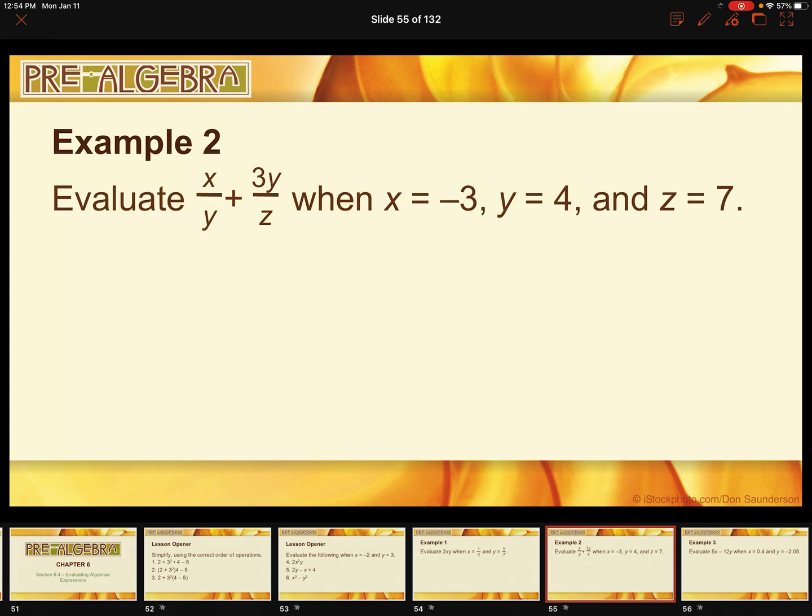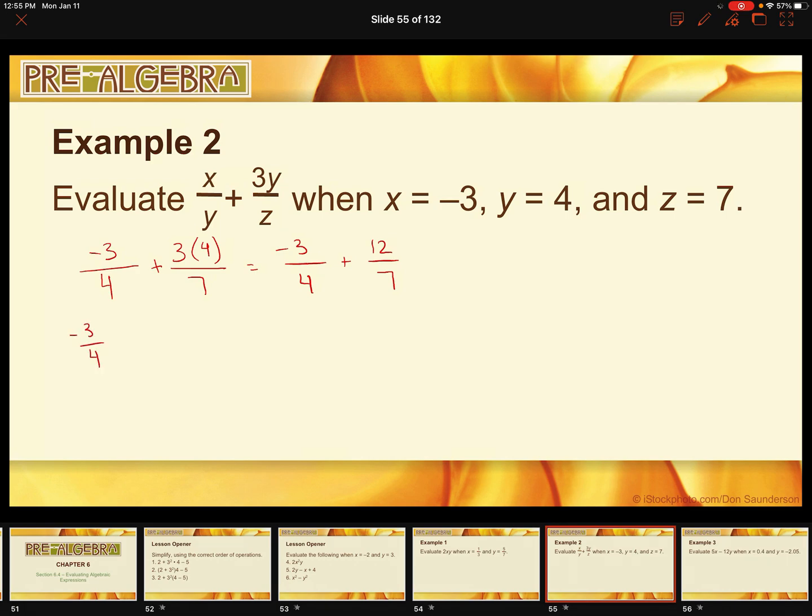Evaluate x over y plus 3y over z when x is negative 3, y is 4, and z is 7. So I'll plug in my values. Negative 3 over 4 plus 3 times 4 over 7. Now I'm going to multiply first to get 12 over 7, and realize that I cannot add these because they do not have common denominators.